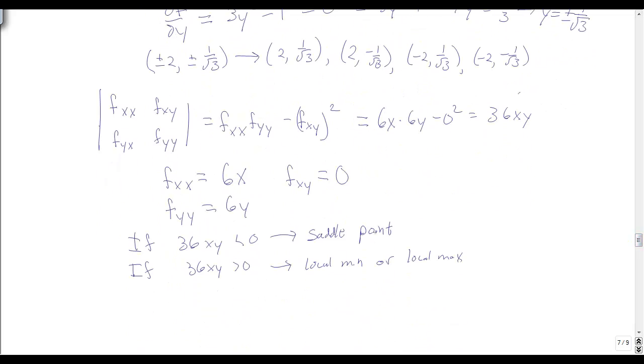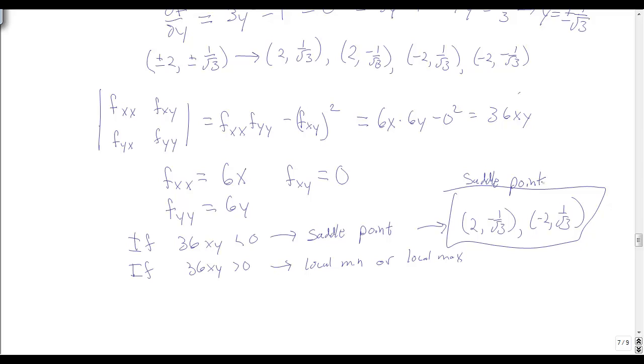Right away, our saddle points are when x times y is less than 0, and for us that means the coordinates have different signs. So this gives us 2, -1 over square root of 3, and -2, 1 over square root of 3. So we get 2 saddle points. Those are saddle points. And then these other two could be mins or maxes.